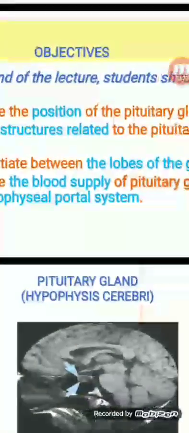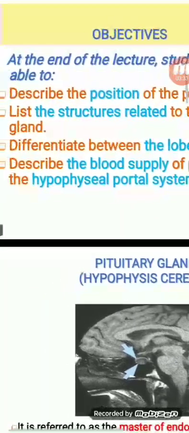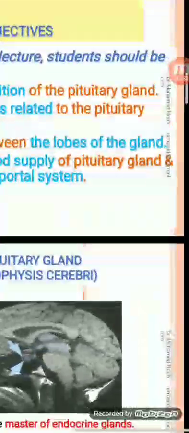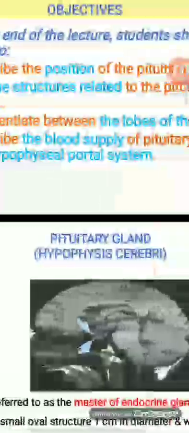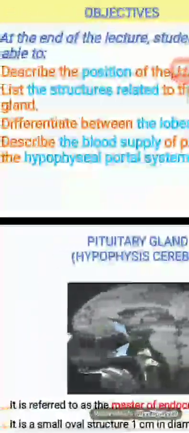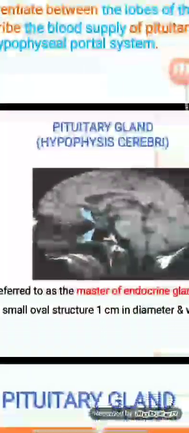So this is a structure related to the pituitary gland. These are the relations of the pituitary. These are very important. As I did mention, anatomy is the science of relations. Then, to differentiate between the lobes of the gland, anterior and posterior lobes, and describe the blood supply of the pituitary gland and the hypophyseal portal systems.